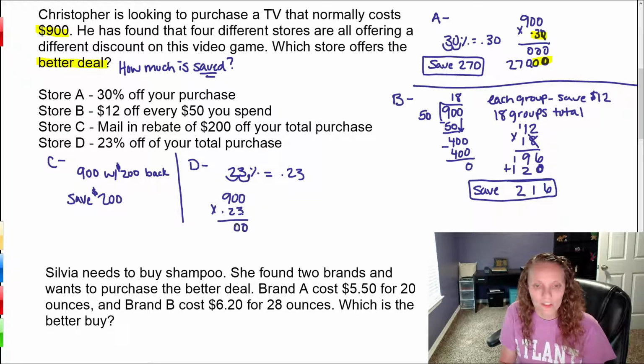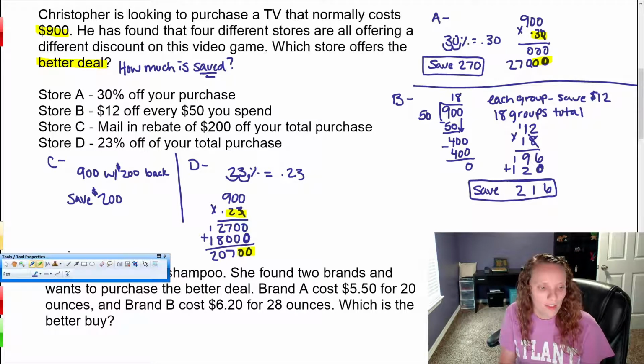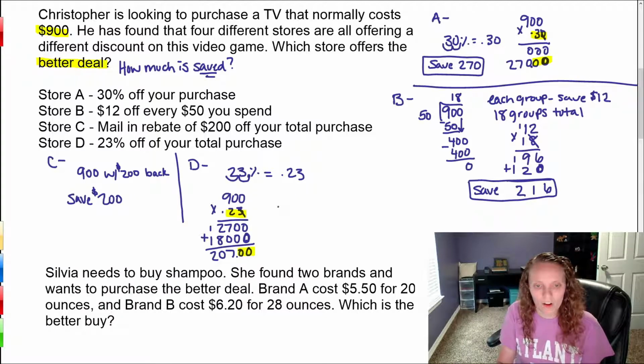3 times 0 is 0. 3 times 9 is 27. Add our 0 placeholder. 2 times 0, and then 2 times 9 is 18. And we'll add these together. And I'm noticing some numbers after the decimal. 1, 2, 1, 2. And then let's place our decimal where it belongs. So on this one, we'll save $207.